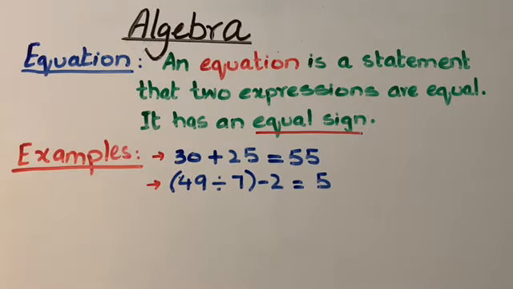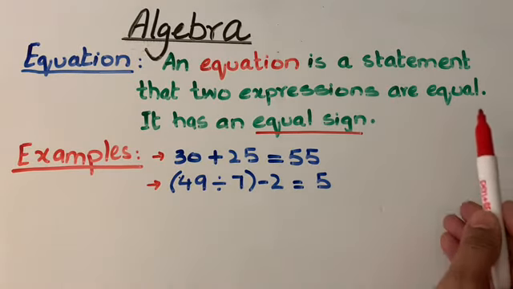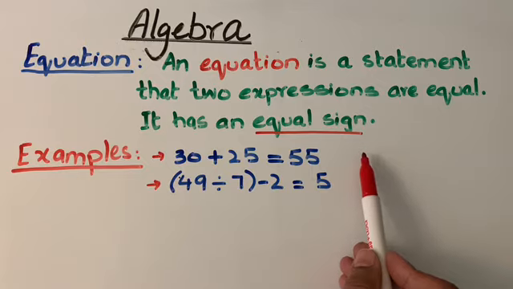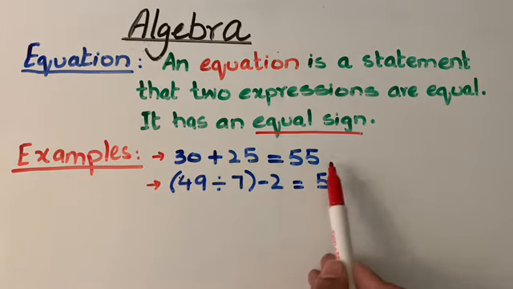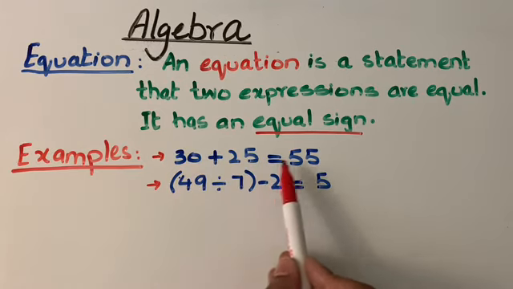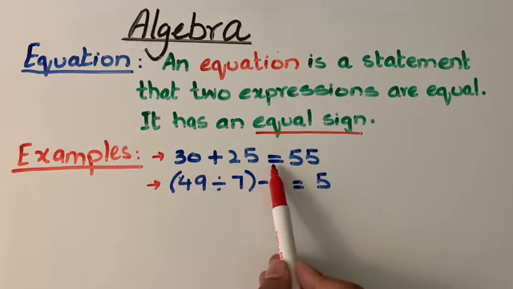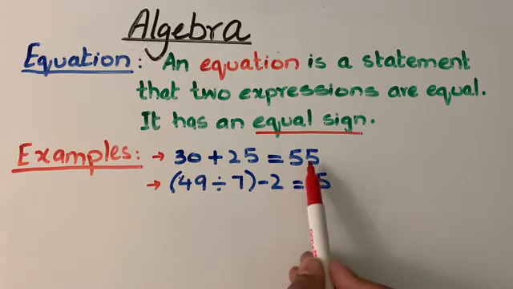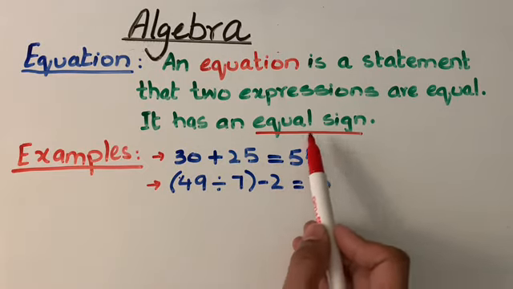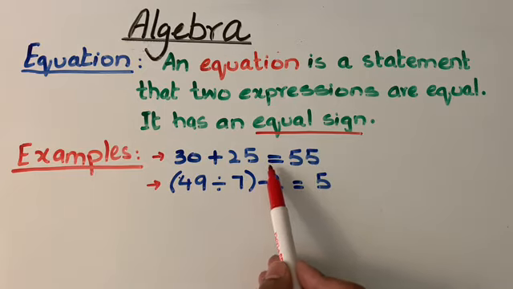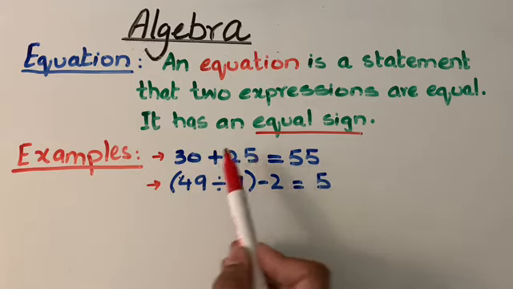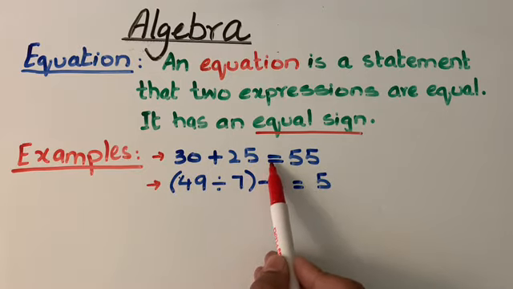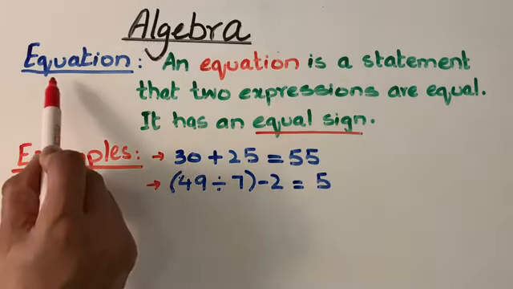What is an equation? An equation is a statement that two expressions are equal. It has an equal sign. Let's take an example of an equation. This is an equation: 30 plus 25 equals 55. This equal sign shows that this is an equation. On one side of the equal sign we have this expression, and on the other side of this equal sign we have another expression. These two expressions are combined with an equal sign, so we call it an equation.